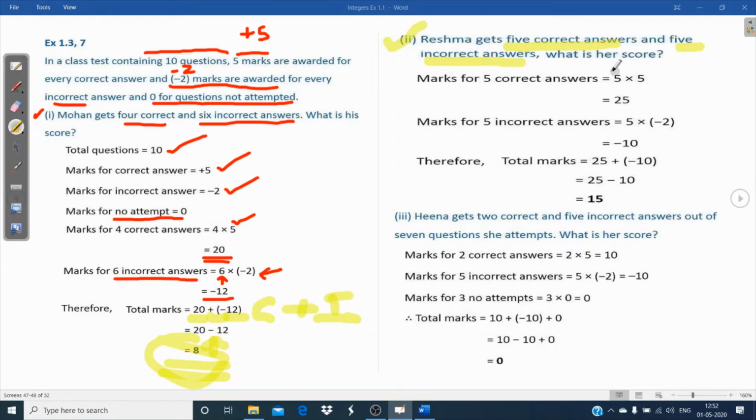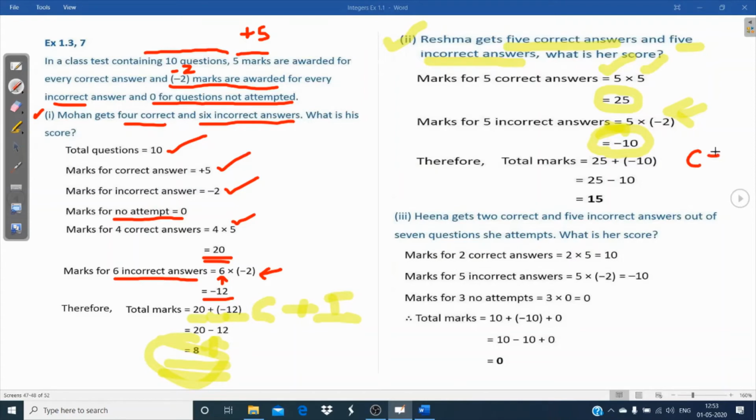So since the total number of correct questions was 5, and for every question he is getting plus 5 marks, so 5 into 5, the total score from the correct answers is now 25. Now 5 were incorrect also, so 5 total questions were incorrect, and for every incorrect answer minus 2 marks. So 5 into 2, 5 twos are 10. So here minus 10.